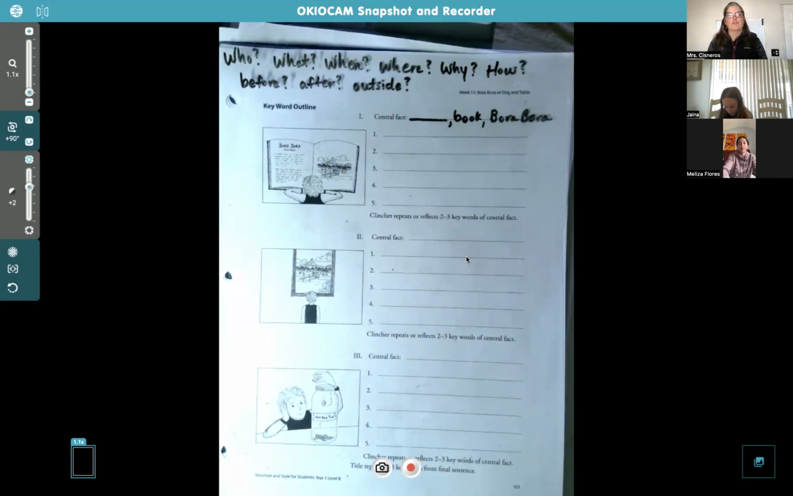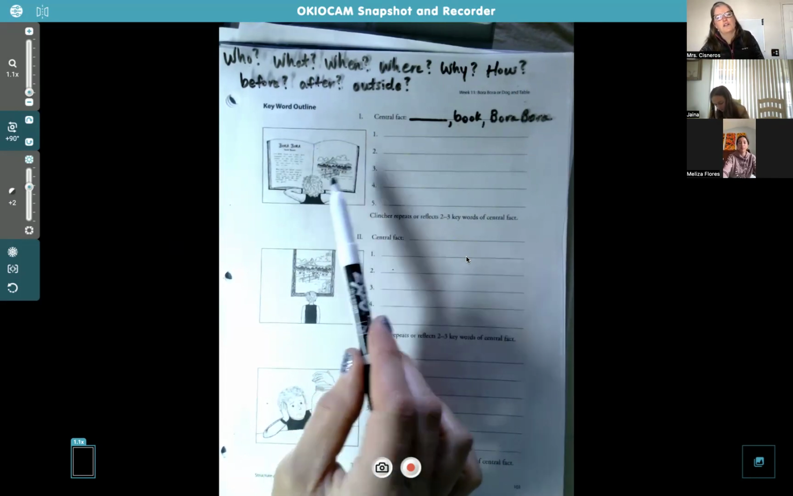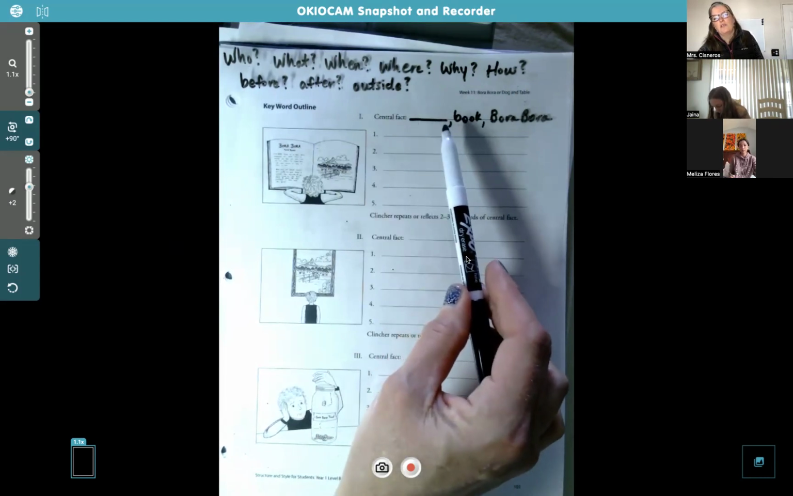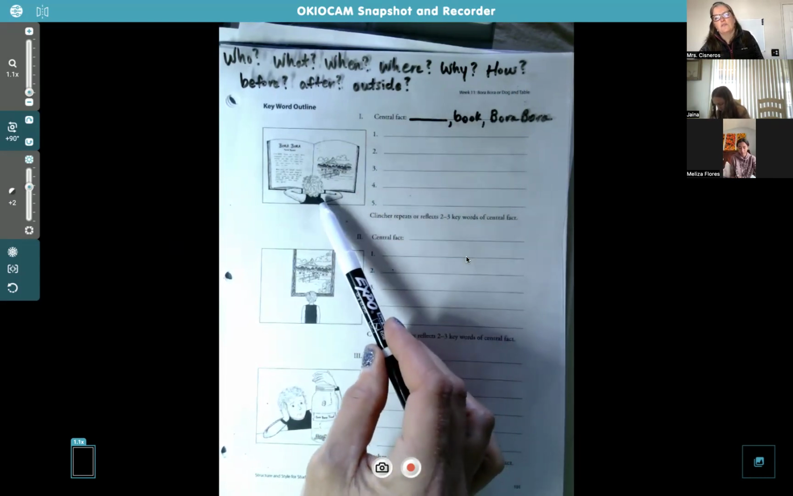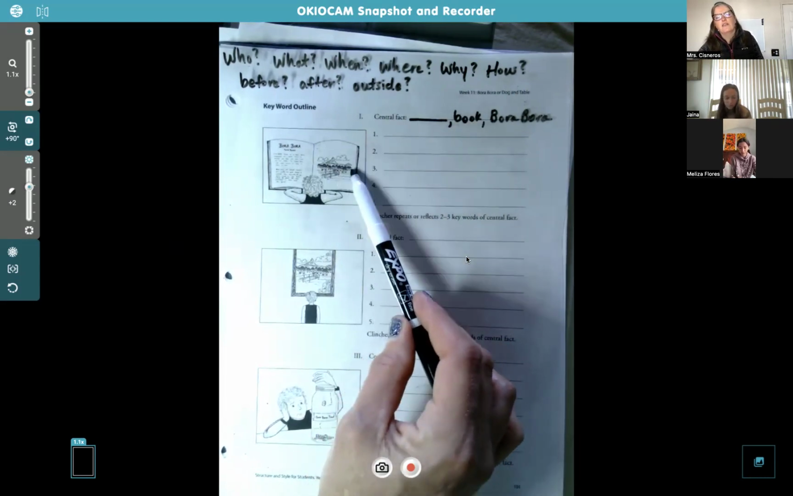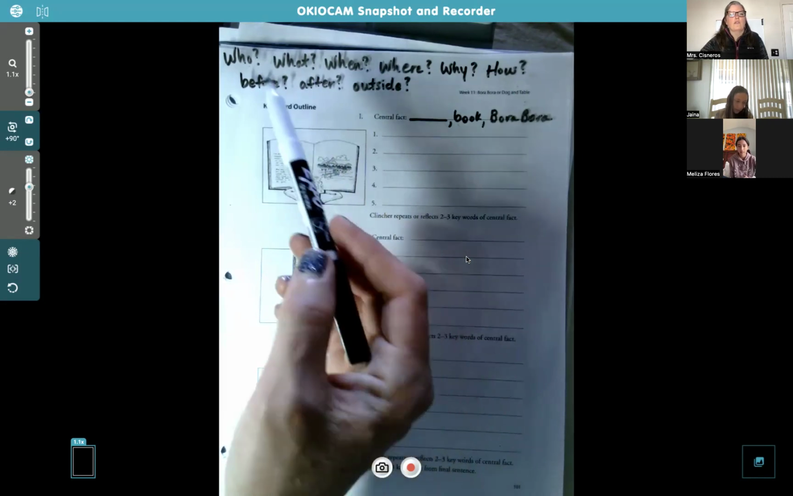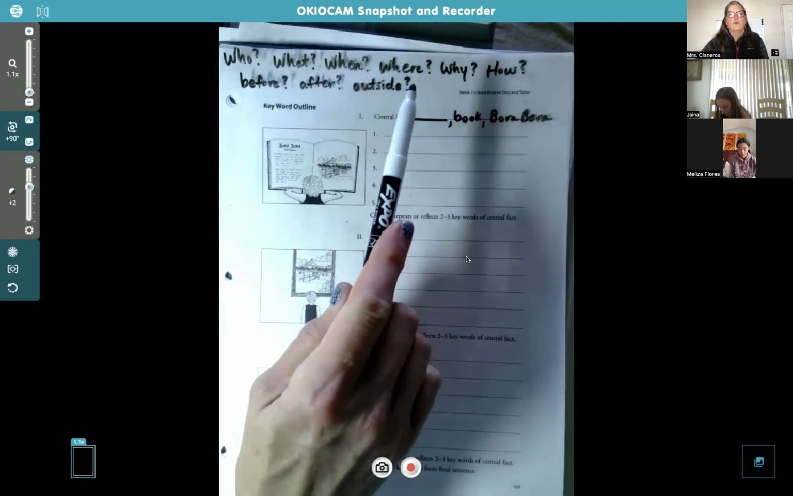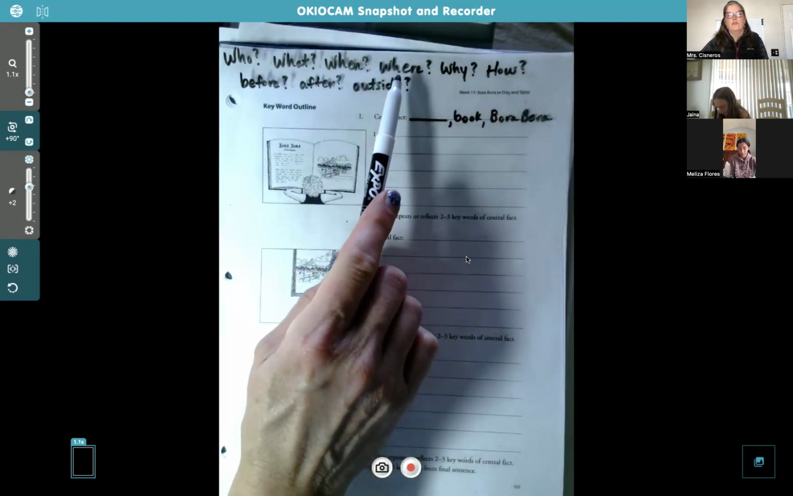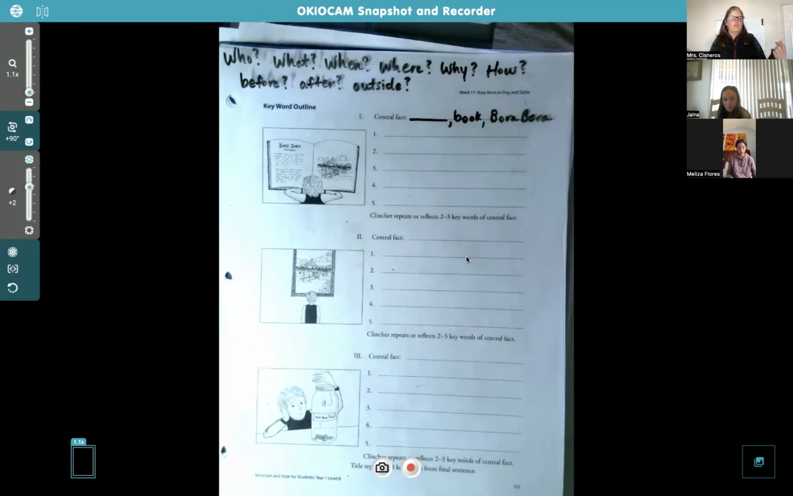We were just talking about the central fact of this first picture. I put a blank here, but you guys can come up with a boy name because she was saying this is a boy looking at a book about Bora Bora. So that would be the central fact there. And then to brainstorm, remember, we're going through these questions like, where is he? So Lily, looking at this first picture, where do you think he is in that picture?